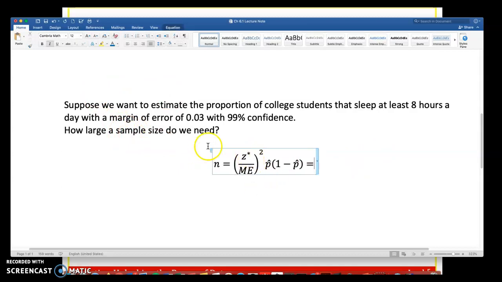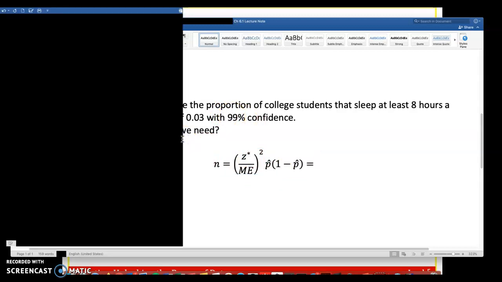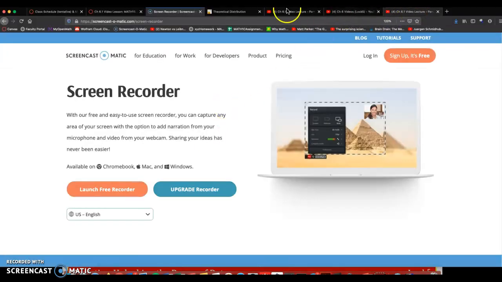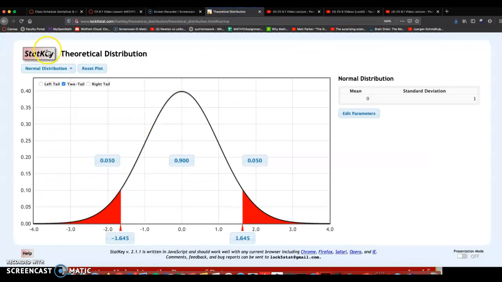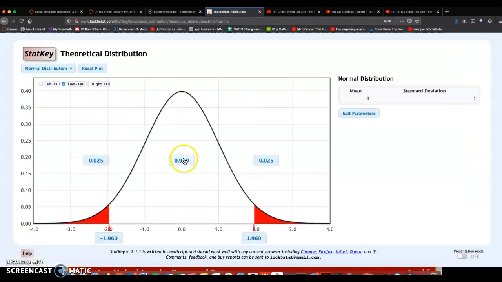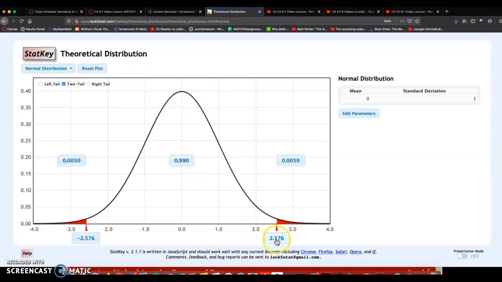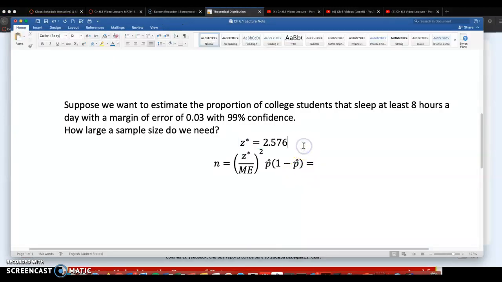So if we have 99% confidence, what is z star going to equal? It'd be 2.576. And if you forget that, don't forget you can always go to the normal distribution, click on two-tail, and make sure that middle area says 0.99. And that's where we get the z star of 2.576 for 99%.